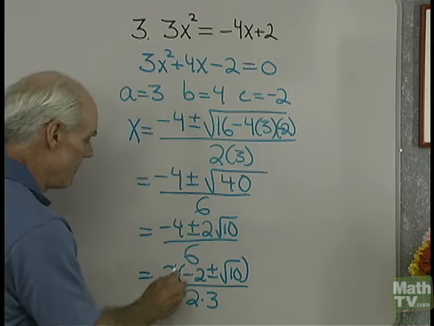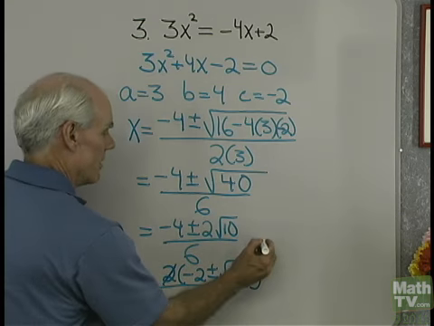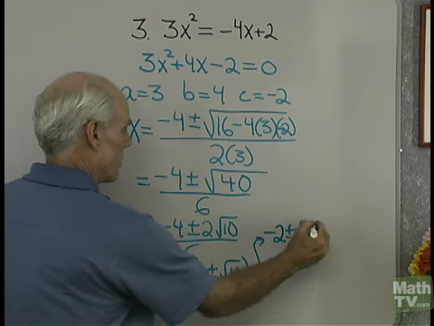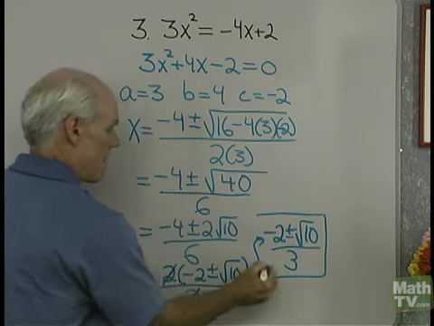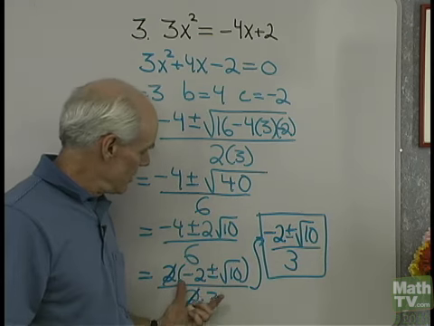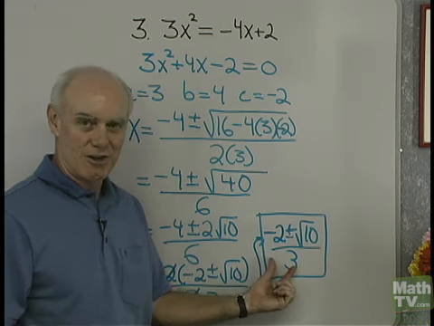I'll divide it out. And what I end up with is, let's write it over here, negative 2 plus or minus square root 10, all divided by 3. So there's my solution, and it's not that this solution right here is incorrect. It's not. It's just not in lowest terms.